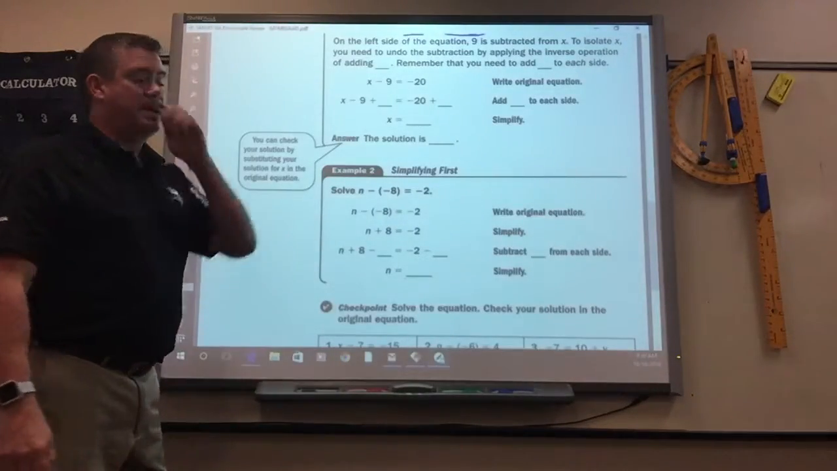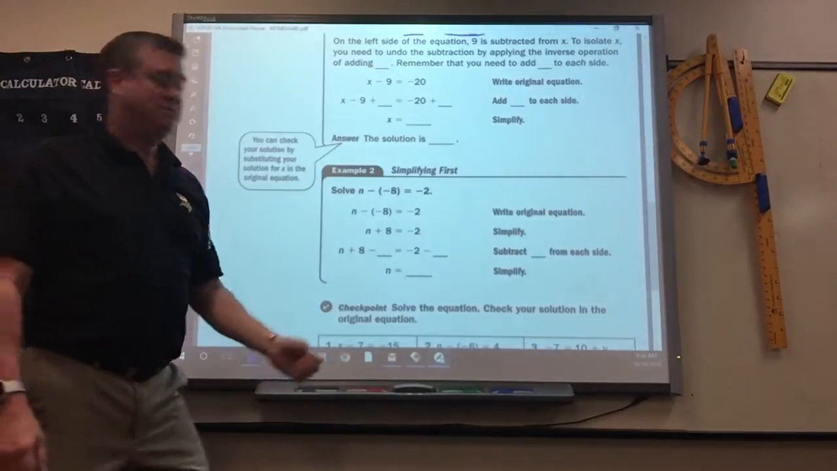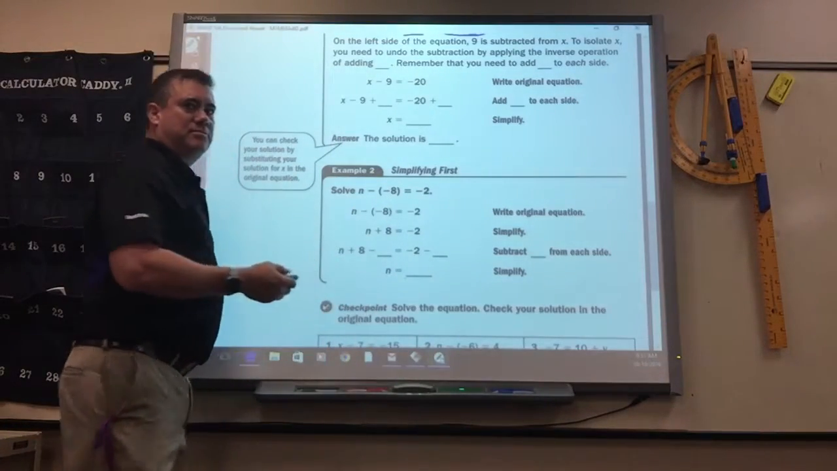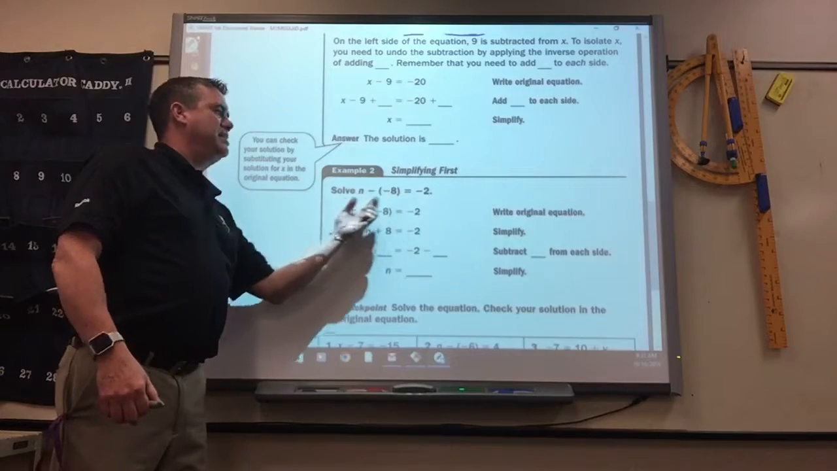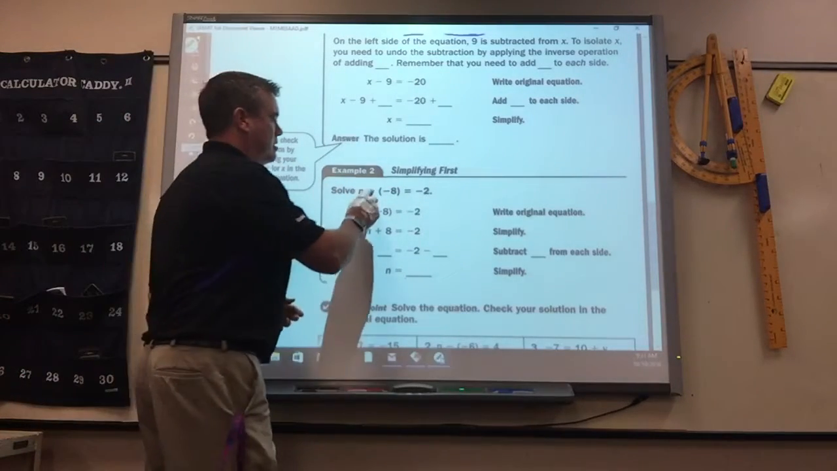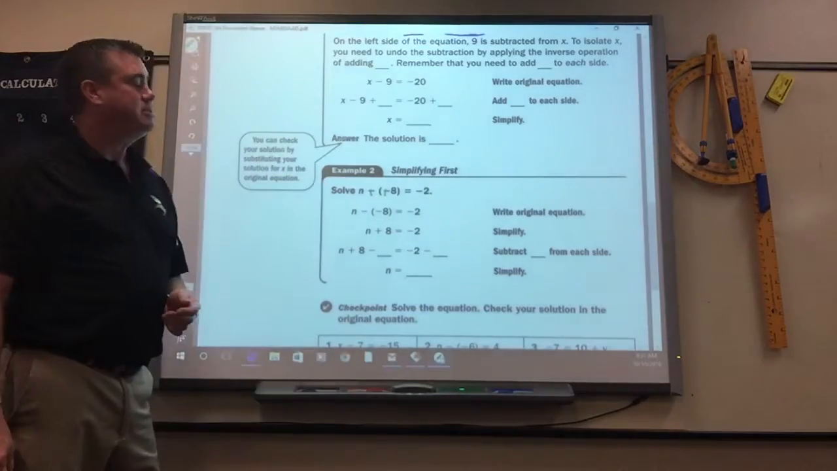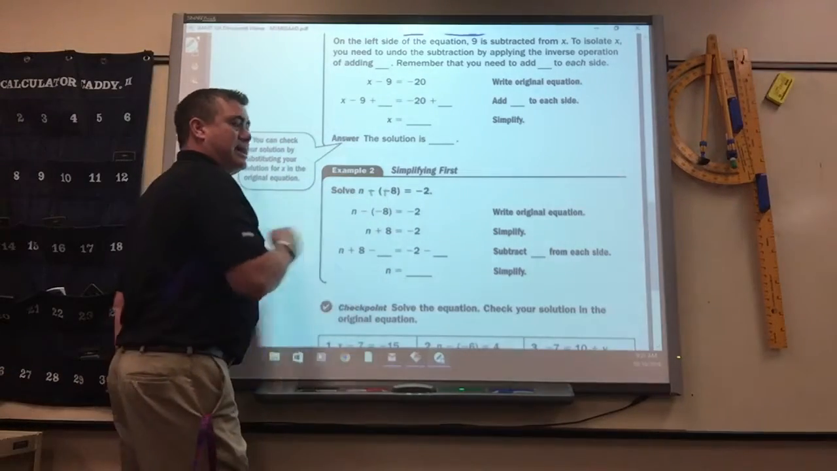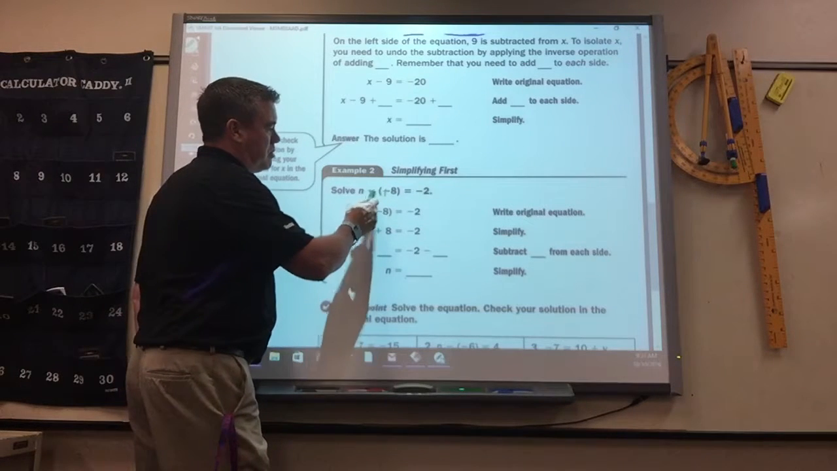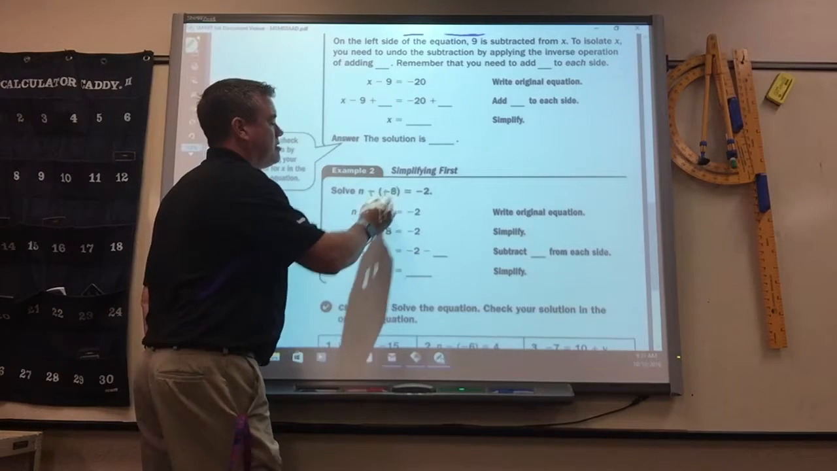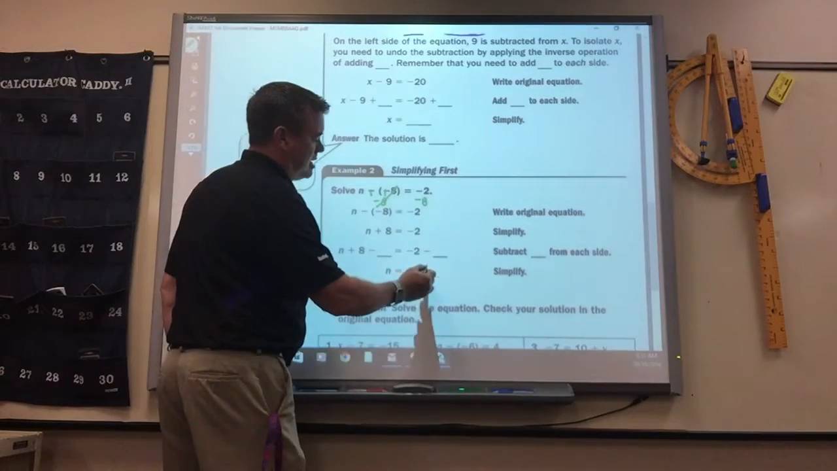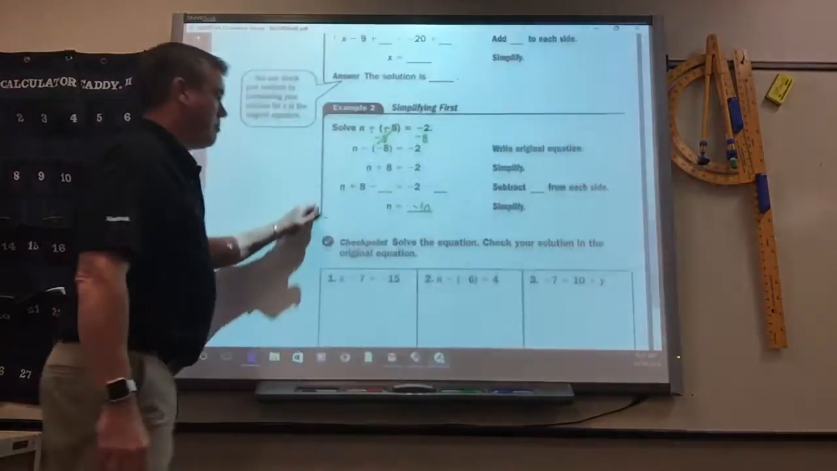Now, some of these you got to simplify before you can solve it. N minus a negative 8. So what can I do to simplify this left side? Change the sign, change the sign. It's just subtract. Two negatives make a positive. So now what do you do to get rid of that 8? Yeah, subtract. Since it's a plus 8, you minus 8. Minus 8, and then you'd get n equals negative 10.